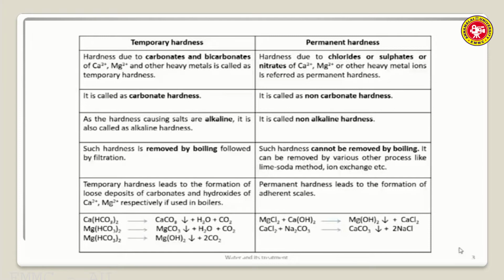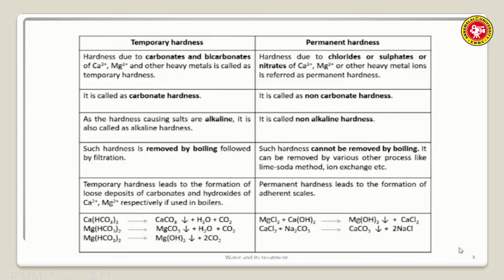Then what are the reasons for permanent hardness? Chlorides and sulfates of calcium and magnesium are responsible for permanent hardness in water. Since they are chlorides and sulfates, which are non-carbonates, they are also named non-carbonate hardness, and it is non-alkaline hardness. These are permanent hardness, which cannot be removed that easily. We have to treat it chemically or by some physical methods.